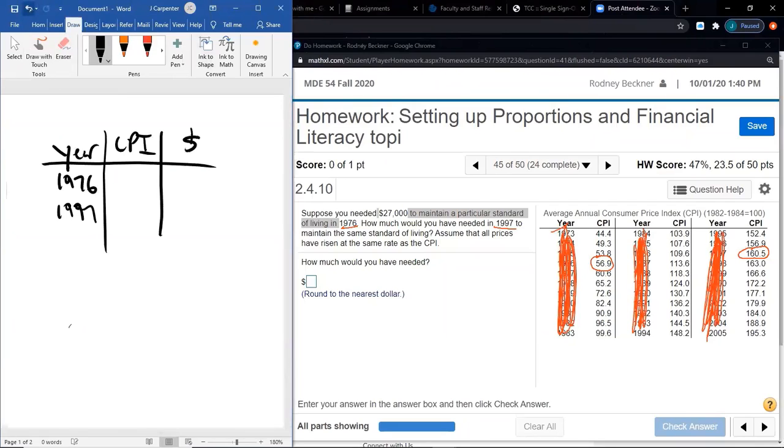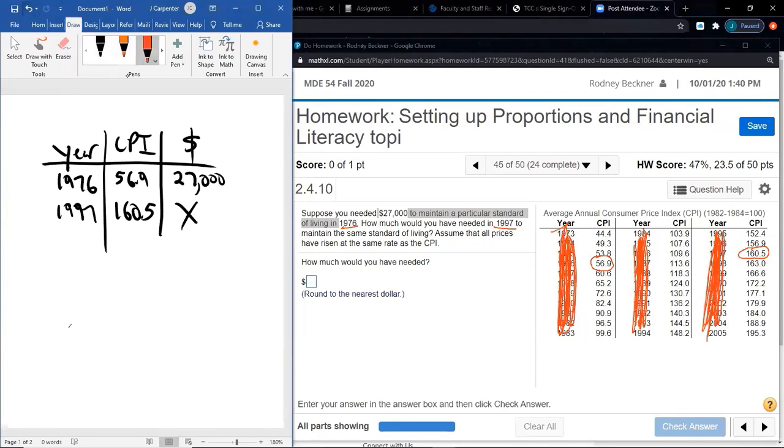And then let's just put dollar. So in 1976, that CPI was 56.9. In 1997, it was 160.5. The dollar amount we needed in 1976 to live was $27,000. And we don't know how much we need to live in 1997. This is a much better table setup.